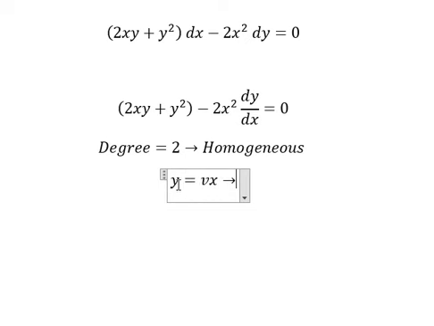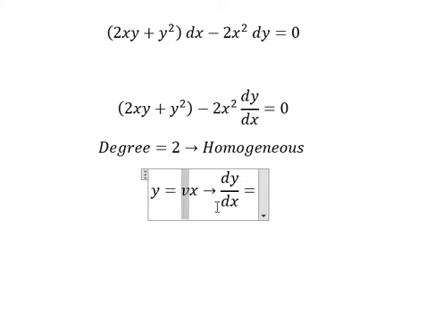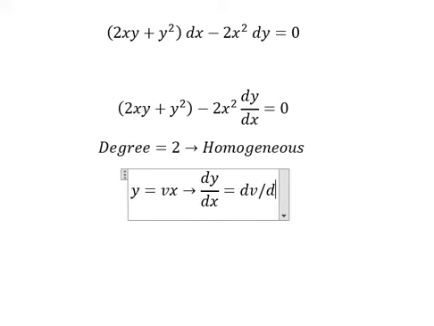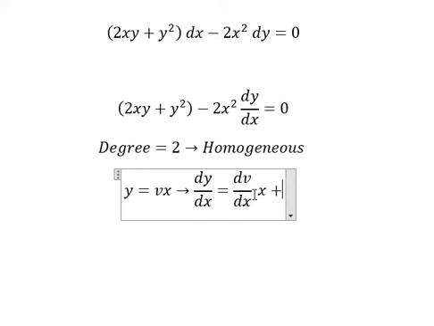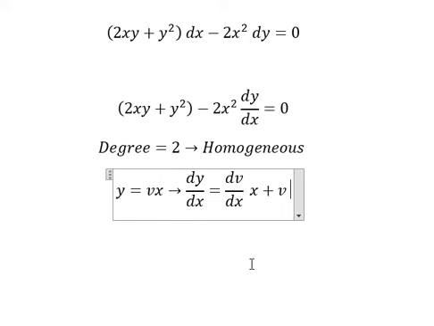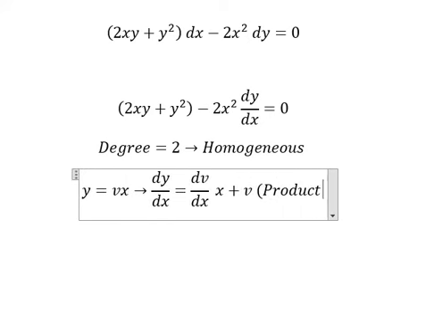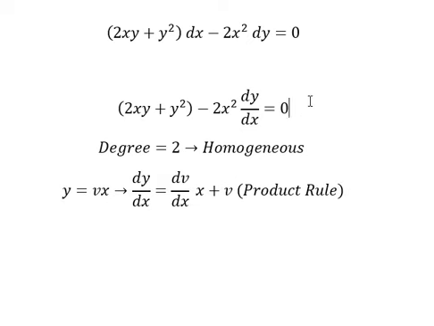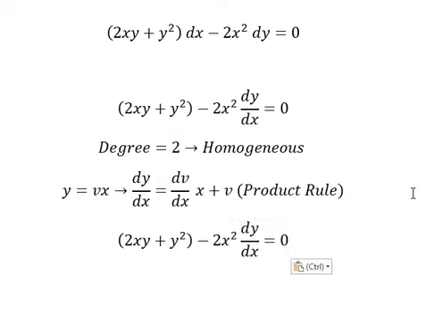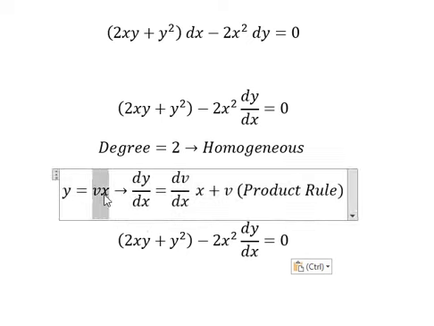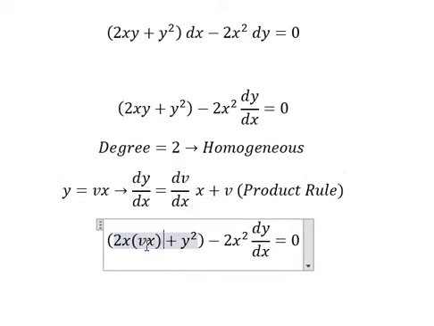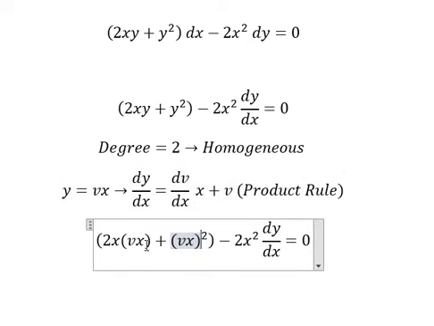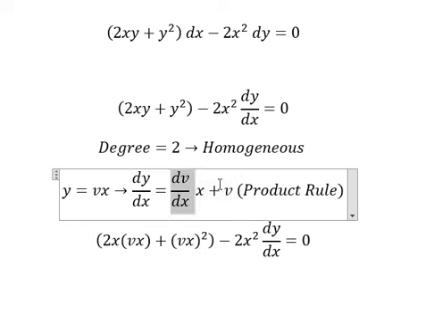Later that we do first the derivative for both sides. This one we have dv over dx multiplied by s. This one we have number 1, so we just have only v. This is about the product rule of the derivative. So y we change by vs. This one we change by this one.